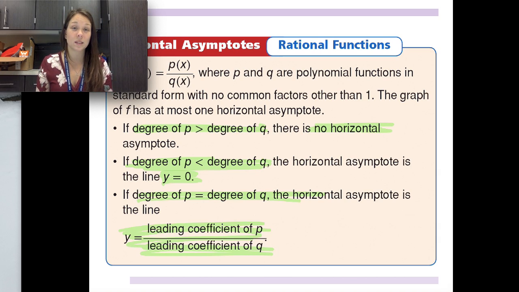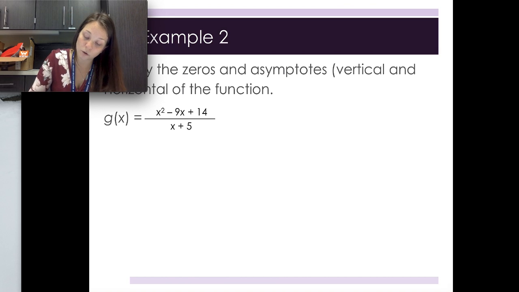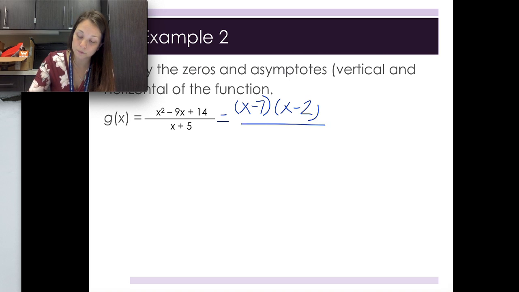So let's go through some examples of these. Looking at the first one, we want to identify the zeros and asymptotes, both vertical and horizontal asymptotes of the function. So first thing we should always do whenever we're looking at any of these rational functions is get everything in factored form. So x squared minus 9x plus 14 will factor into x minus 7 and x minus 2. The denominator is still going to end up being x plus 5.